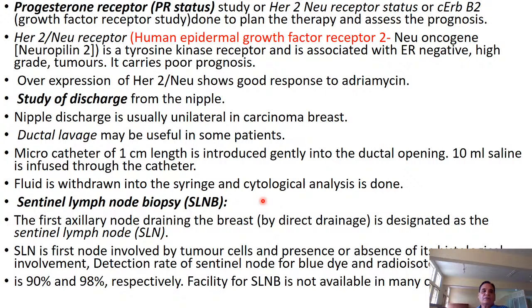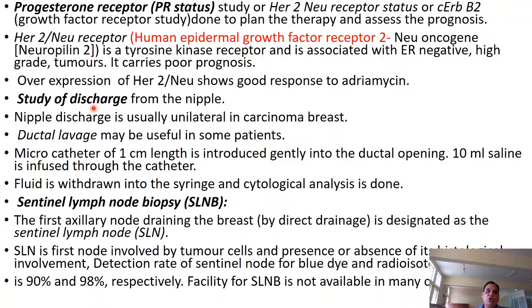So again PR status. So PR or HER2, what is HER2? HER means human epidermal growth factor receptor 2. This has importance in what you call triple negative. HER stands for human epidermal growth factor receptor, HER2 or they call it NEU2. So this is oncogenic, and overexpression of HER2 is good. HER2 positive is better because this is going to respond to chemotherapy with adriamycin.